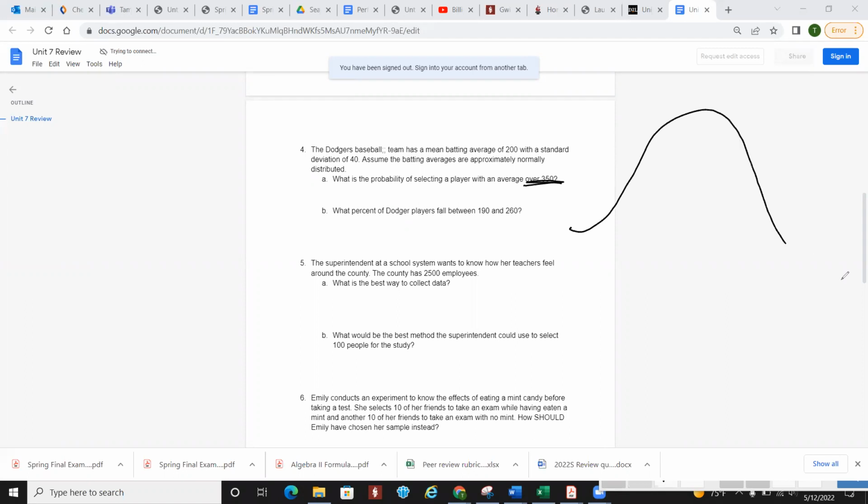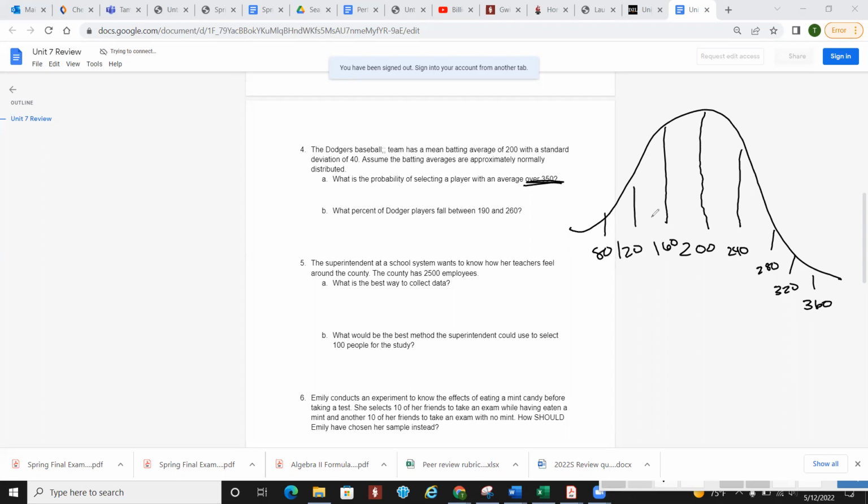So let's go ahead and draw our normal curve. Look at that curve. All right, mean average of 200. And then I'm going to go ahead and do the rest of them. So that's going to give me 240, 280, 320, 360. Over here, I'm going to get 160, 120, 80, 40.